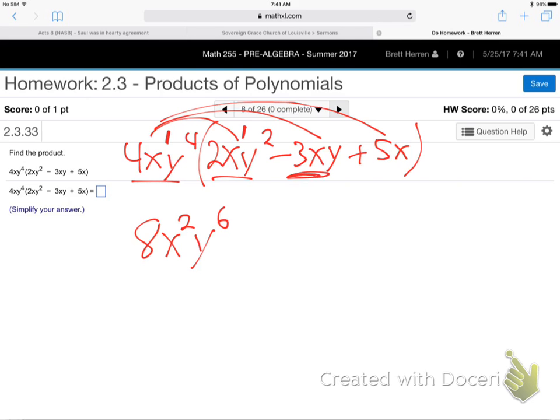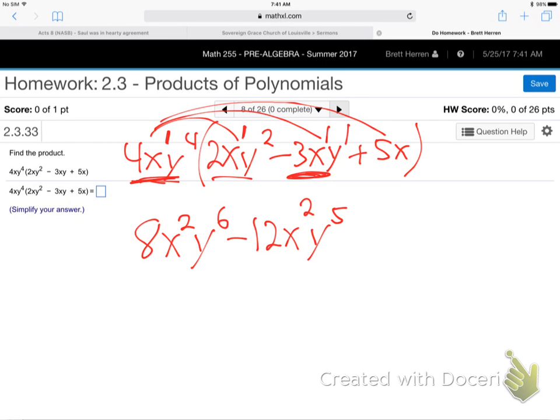And now for the middle one. So we're going to have the 4xy to the 4th times the middle one. That'll be what? Minus 12. 4 times negative 3, positive times negative is negative. And then the invisible 1 powers add. So x squared y to the 5th. Like that. Add up those powers.